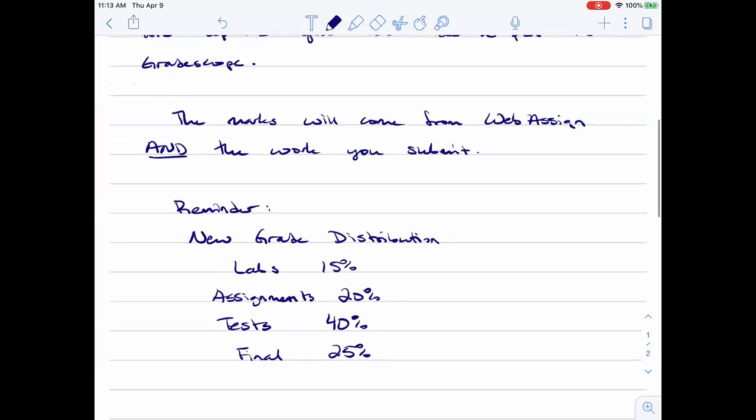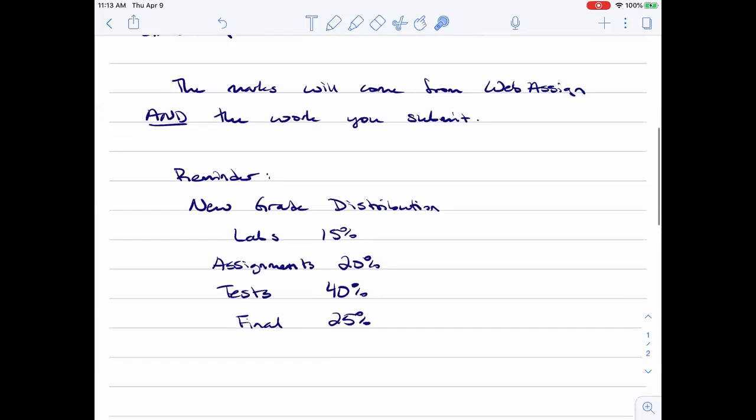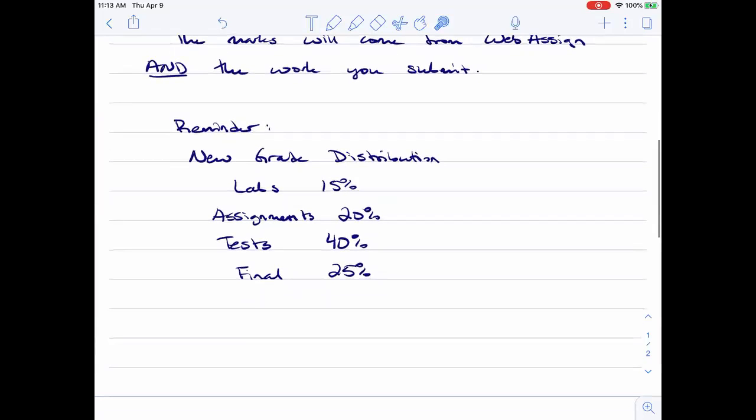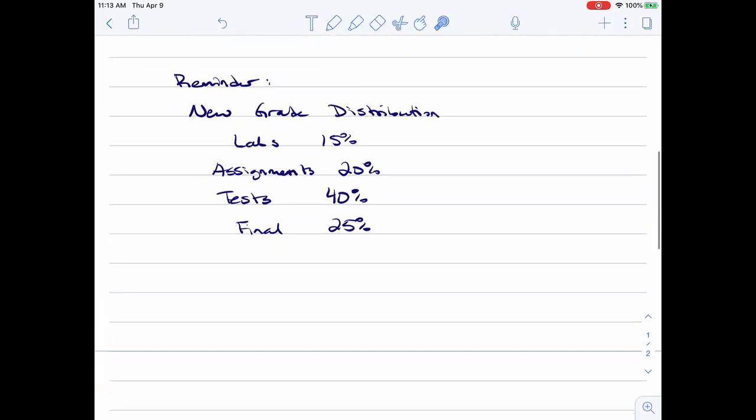Okay, so I think this is pretty fair. It's not just your WebAssign grade, it's also the work that you submit. If you have any questions, you can put them in the chat. If you send them to everyone, they'll pop up on my second screen here. Otherwise, I might miss them because I can't see if you just send it to me. All right, so I didn't see any questions.